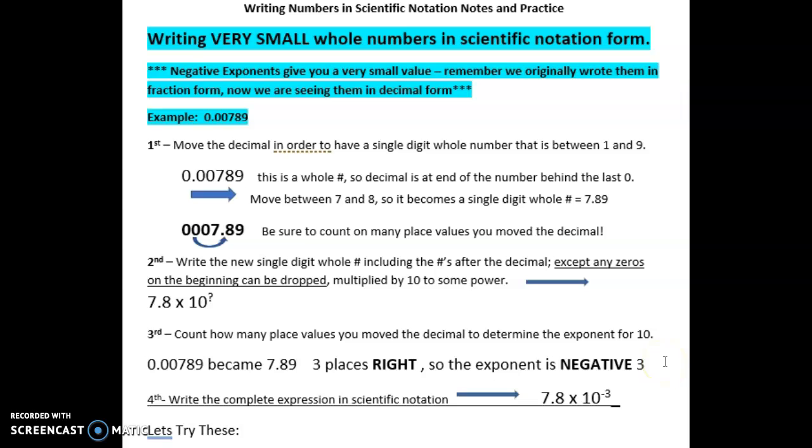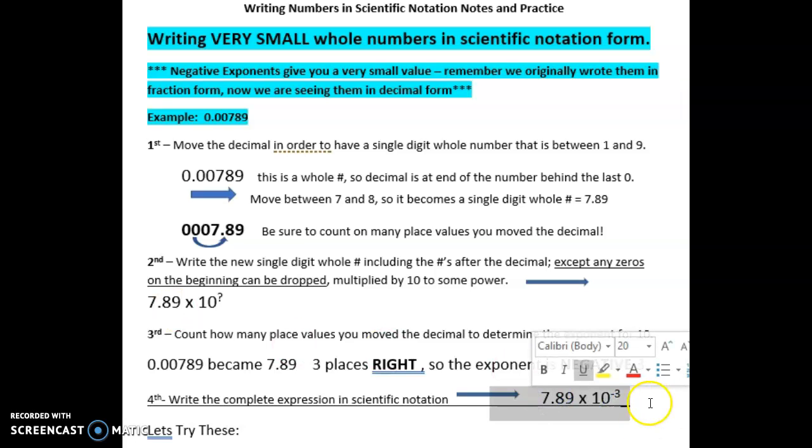So let's rewrite the standard number into scientific notation with that single-digit whole number, 7.89 times 10 to the power of negative 3. So that negative 3 tells me that it once was a very small number, and now we are using this in scientific notation to have the same expression, 7.89 times 10 to the power of negative 3.